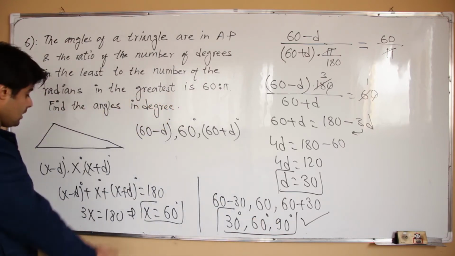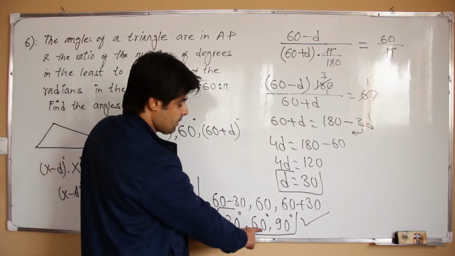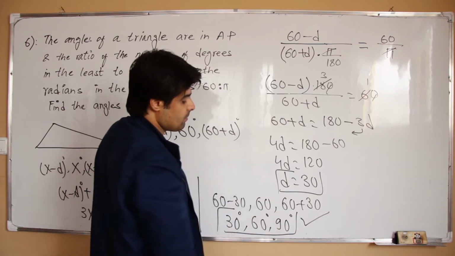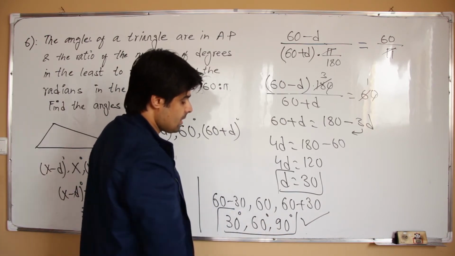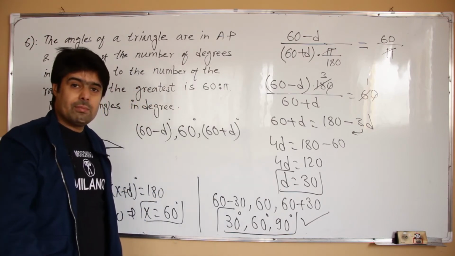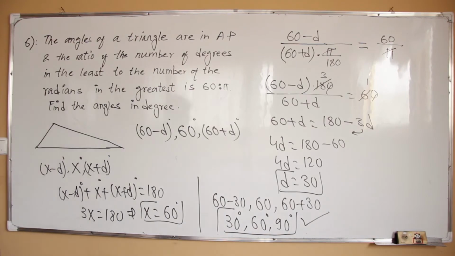Another check: the summation of the inner angles should be 180. 30 plus 60 is 90. 90 plus 90 is 180. It means that these are the angles which are available for the triangle. I think you've got it. Write it, please.